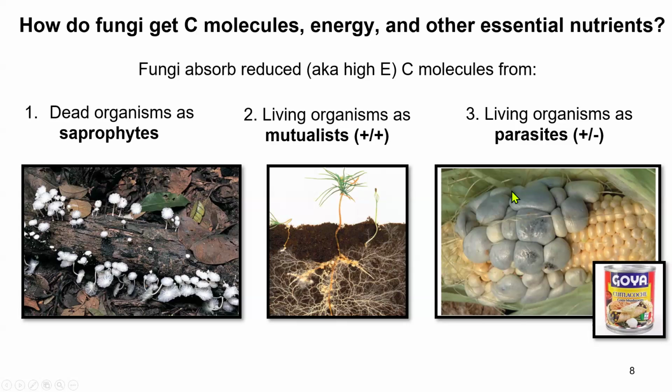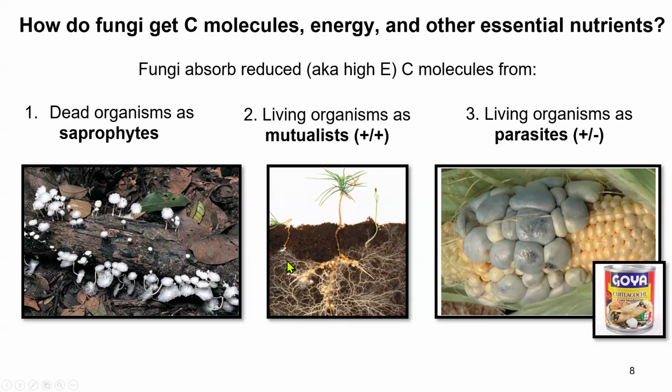This is an example of one parasitic fungus. There's many different kinds, but this is called corn smut. And you can see it's a fungus that grows on corn and takes nutrients from it while it's still alive. And you can actually buy this to eat. It's considered a delicacy in some cultures. So this is huitlacoche, and I've had it before. It's actually pretty good, even though it looks kind of gross.